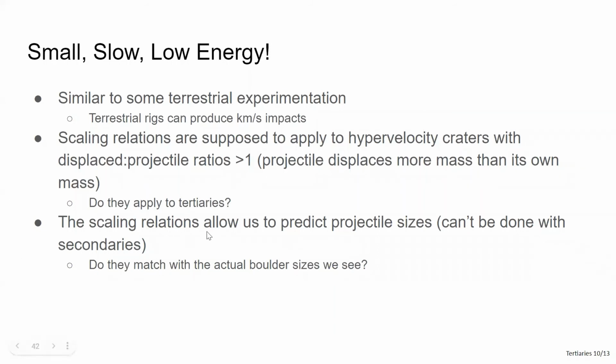And remember, these scaling relations allow us to predict projectile sizes, which typically, you can't look at the projectile for secondaries because it's gone. But we are seeing them downrange of tertiaries. So we can predict the projectile size using the scaling relations, then actually check it using the actual boulder sizes we see.